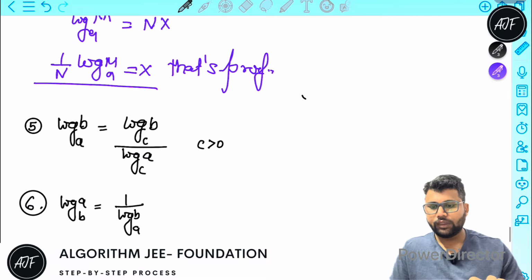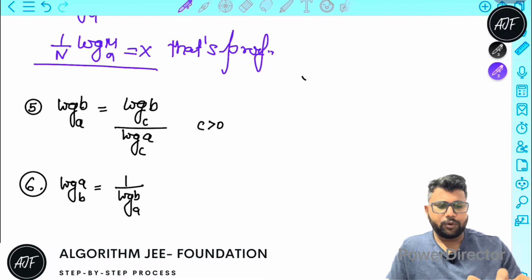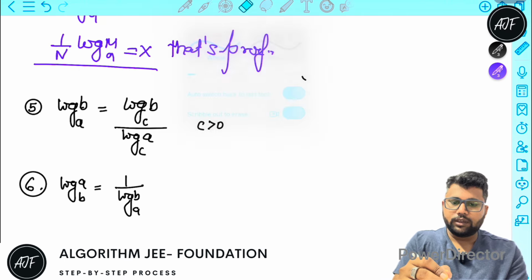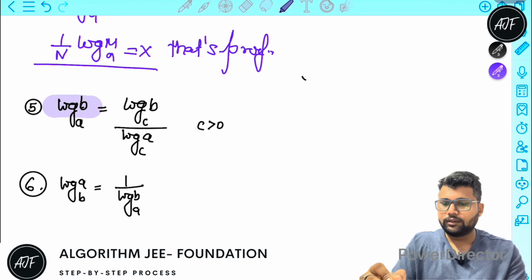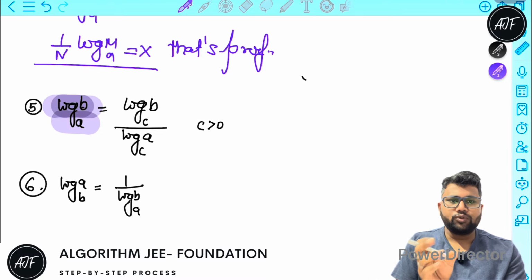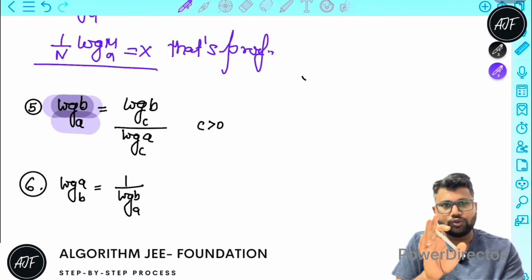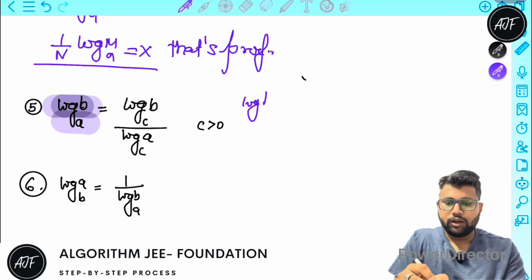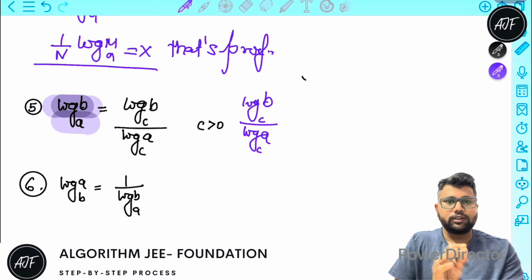Okay. Next property is the change of base concept. Suppose the same thing is given, like log b base a. Now you can convert it to another base, but use the same base for both, converting it to log b upon log a, and you can use another base, say c, it is easy.